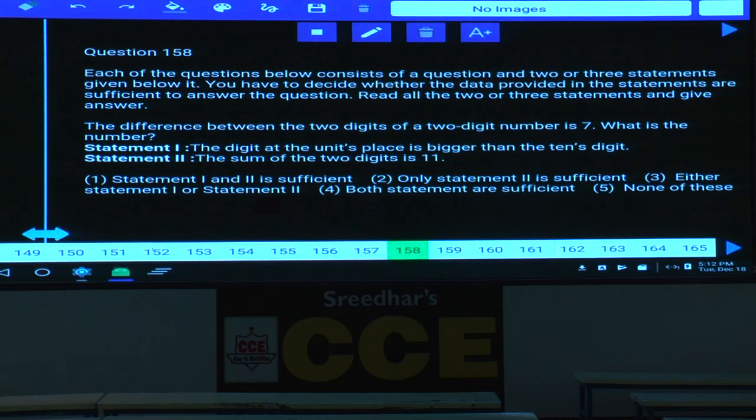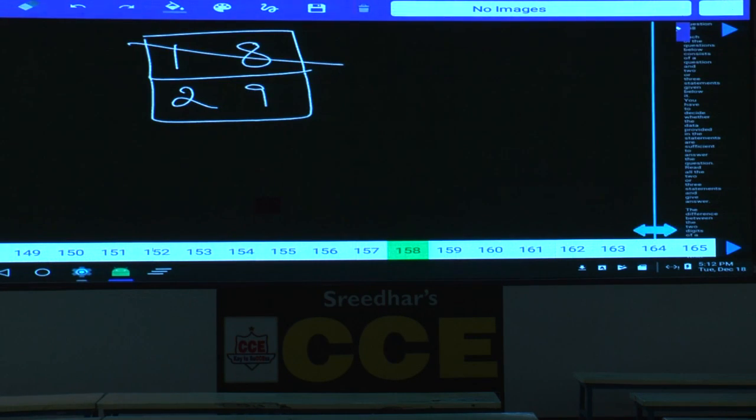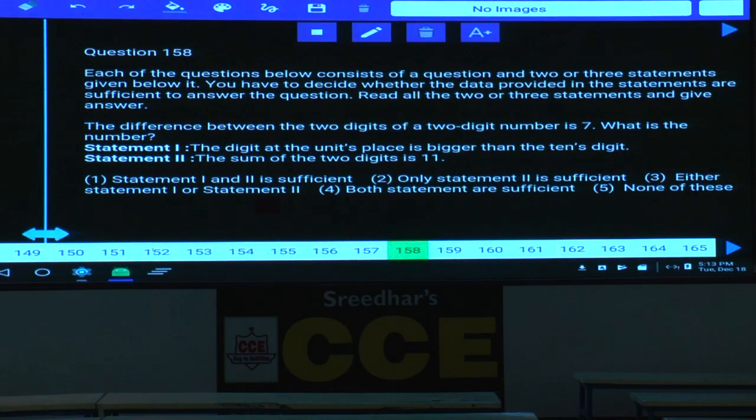Next. The sum of digits is 11. Is 2 alone sufficient to get the answer? Is 2 alone sufficient? Yes or no? Using 1 and 2 both? Yes. If you use 1 and 2, 18 cannot be the one. You should take only 29. Got it? Yes.